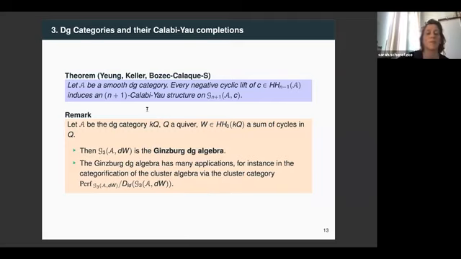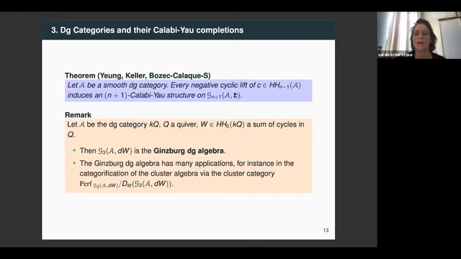So what has been shown by Yeung, Keller, and also by us under different assumptions, the strongest, I think, being A a smooth DG category, is that for every negative cyclic lift of C, which I wrote beforehand as a map from the dualizing complex of A shifted by n-1 to A, but as I explained, it's also the same thing as a class in the Hochschild homology, this induces an n+1 Calabi-Yau structure on the deformed Calabi-Yau completion.